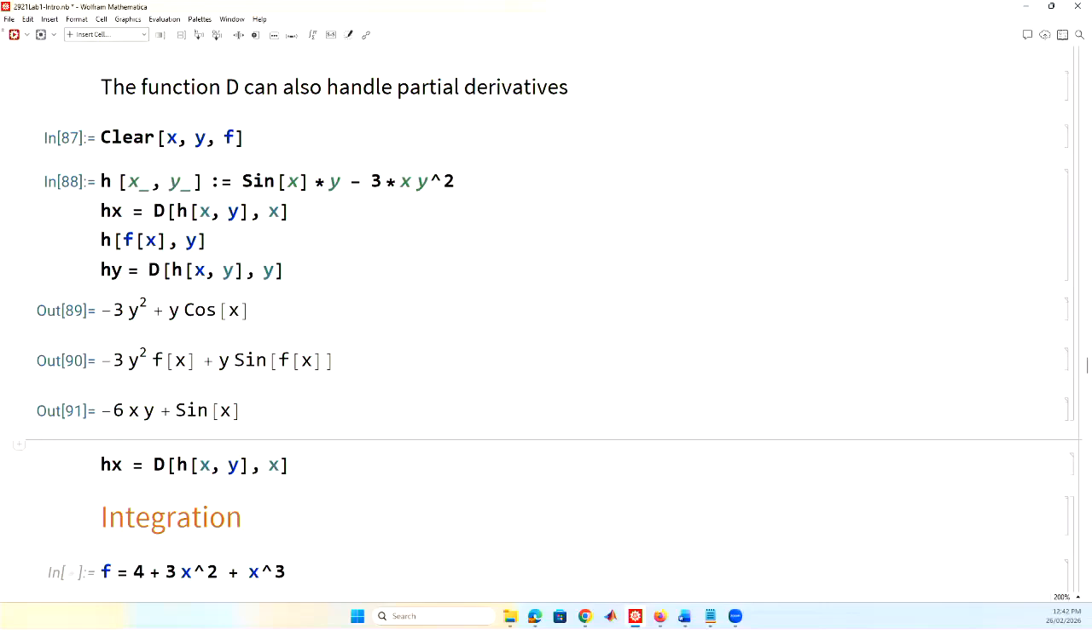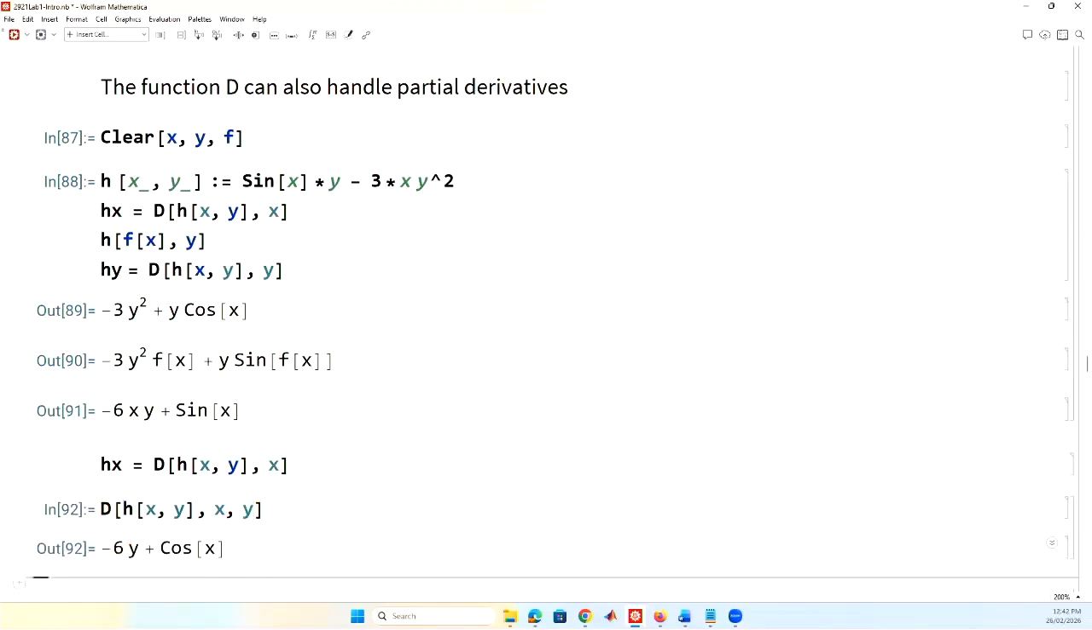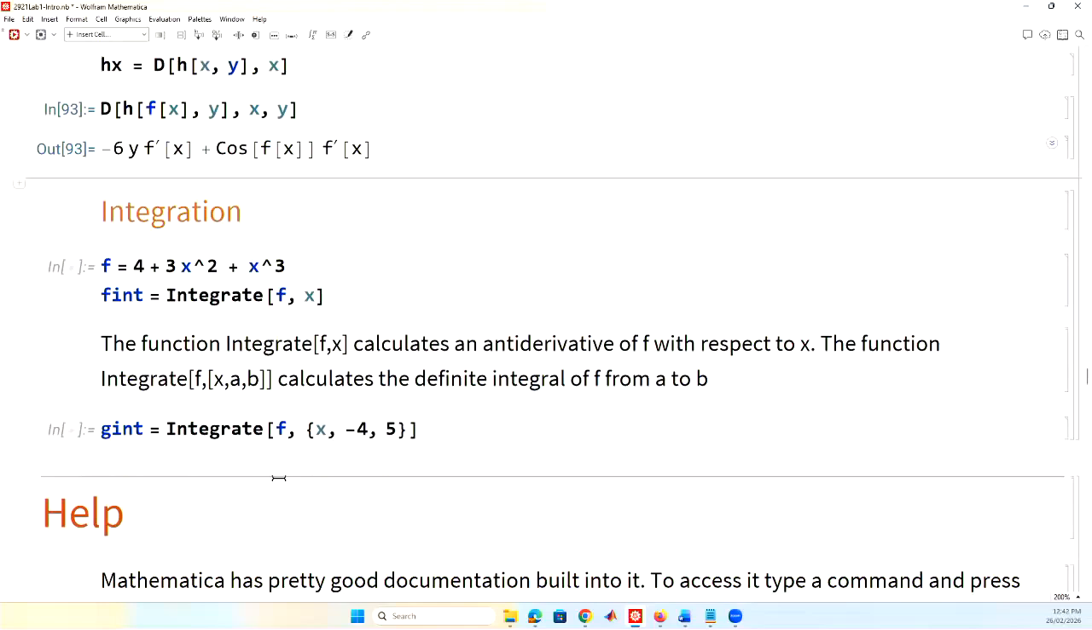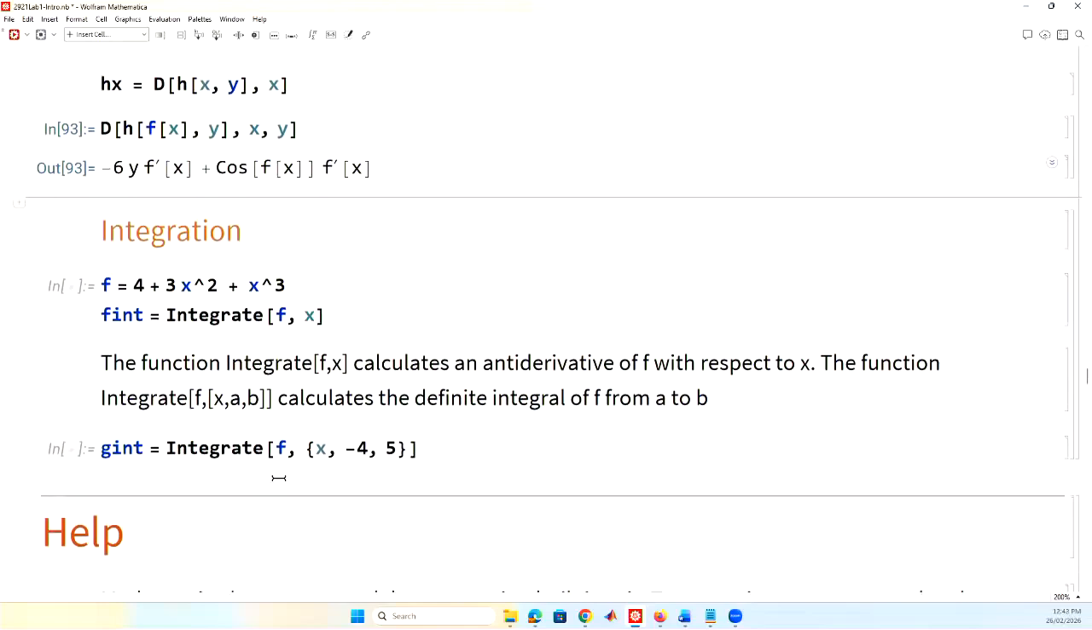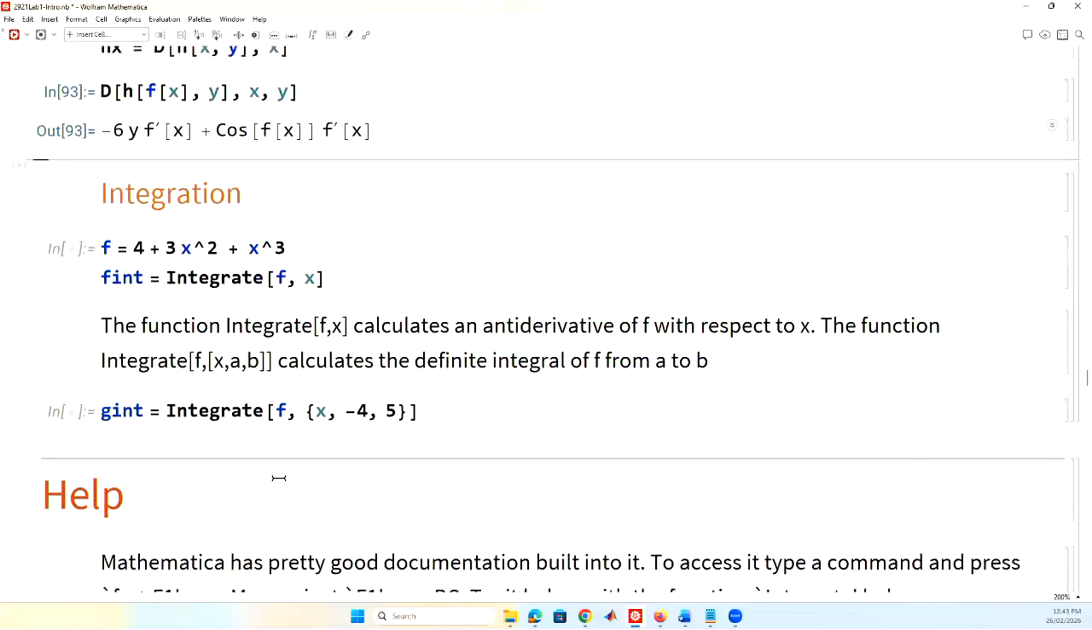And hy is this. Now, I can even do things like differentiate h with respect to x and y. Differentiate h of xy with respect to x with respect to y. And I get that. I can differentiate h of f of x with respect to x and y. And what it'll do is start differentiating my arbitrary function. So here, it doesn't know what f is, but it knows that in the evaluation of that, it's f dashed. So Mathematica is quite sophisticated at this stuff.